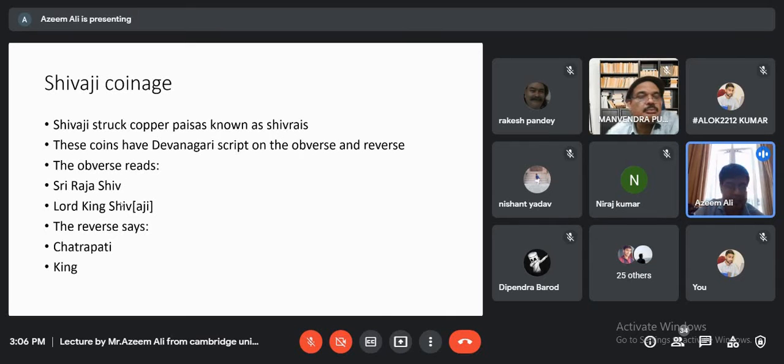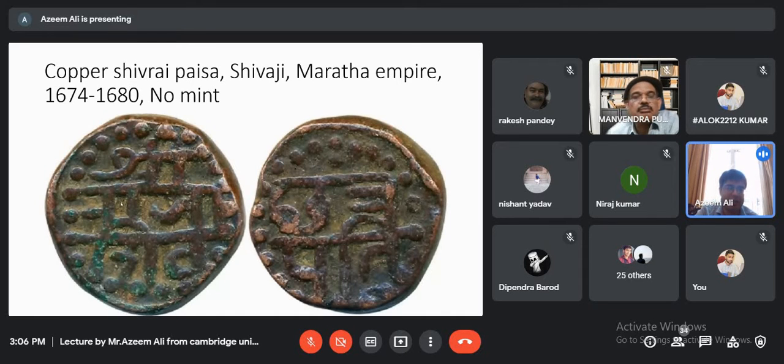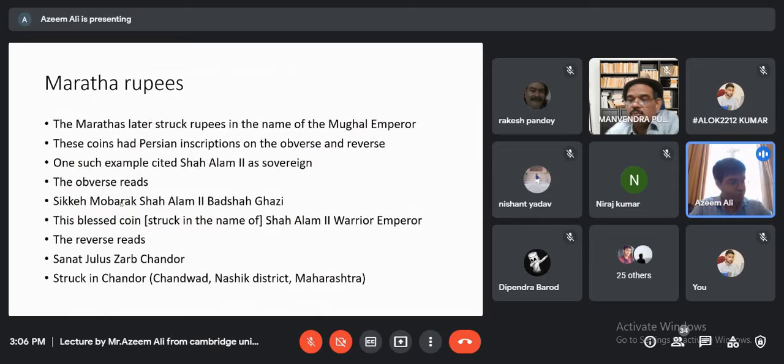Looking at the Maratha coinage, Shivaji's coinage included copper pieces known as Shivrais. These coins have Devanagari script on the obverse and reverse. The obverse reads Shri Raja Shiv, which means Lord King Shivaji, and the reverse reads Chhatrapati, or King. Here's one of the copper Shivrai pesos of Shivaji, struck between 1674 and 1680 AD. No mint is given. The Marathas also struck silver rupees, such as these.